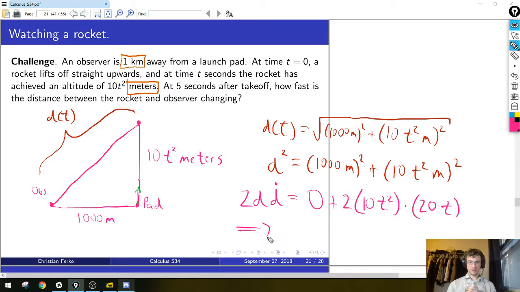Okay, so the first intermediate result we get by solving for d dot, because we're interested in how fast the distance is changing. So I'll divide both sides by 2d, kill this 2, and on the right side we get 10t squared times 20t upstairs, because I've killed the 2. Downstairs we get a d.